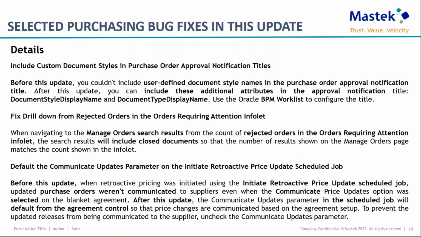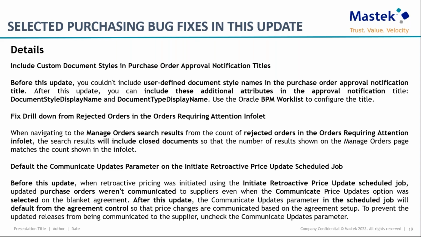Next bug fixing is include custom document style in purchase order approval notification. Before this update, we could not include the user-defined document style names in the purchase order approval notification. But after this update, the document style display name and document type display name will be available to us in the BPM work list to configure this.